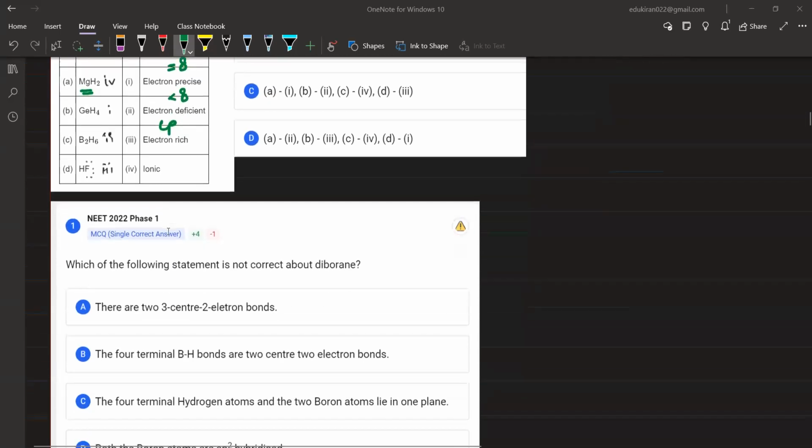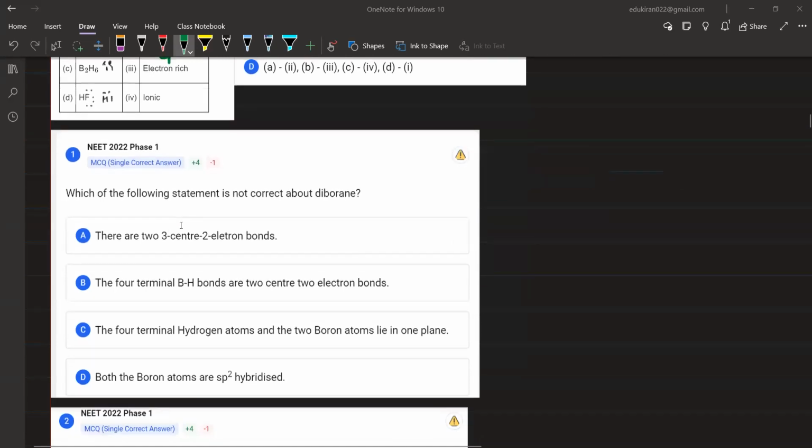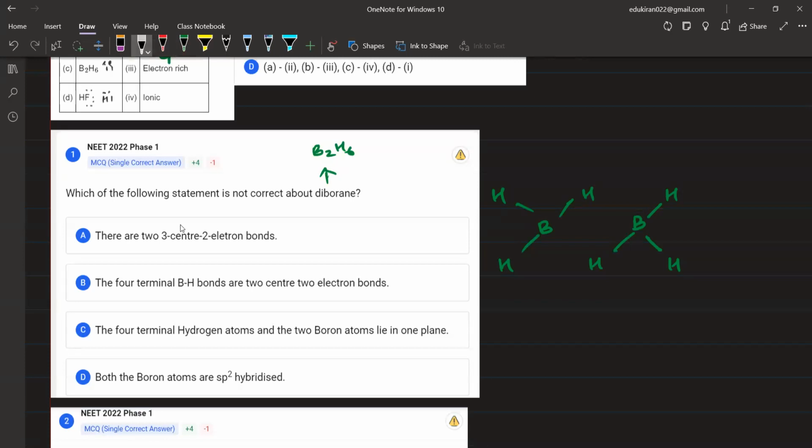Okay, let us look at the next question. Which of the following is not correct about diborane? Diborane is B2H6. In yesterday's class, we also got the structure of B2H6. We studied it. We have hydrogen, hydrogen, hydrogen, hydrogen, and two more hydrogens. Here we have boron. Here also we have boron. The boron has these three hydrogens to itself, and this boron has these three hydrogens to itself, and then there is banana bonding between these two. Okay. So this is the structure.